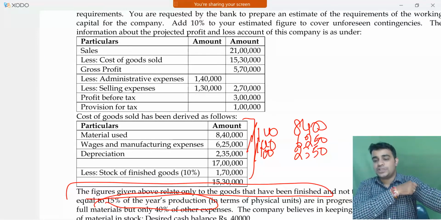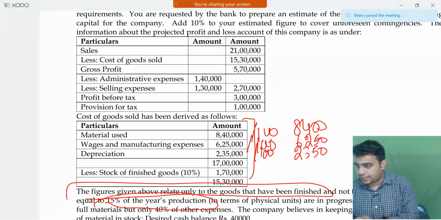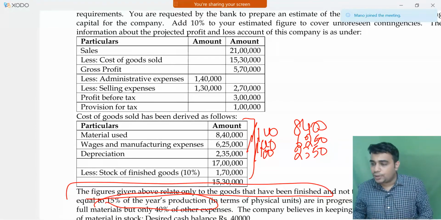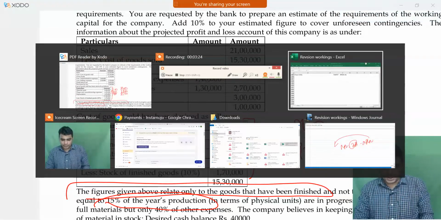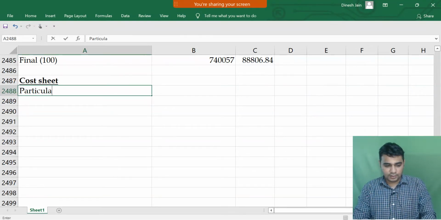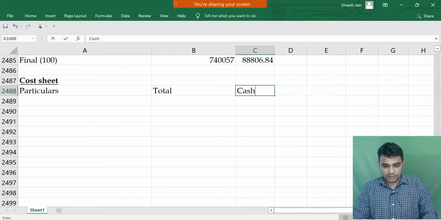Let's prepare the cost sheet. We'll do the cost sheet under both the total approach and the cash cost approach. For estimation, only cash cost is required. This is just for understanding. Anyway, I'm not going to do the estimation part. Let's start with the cost sheet. Particulars, total approach, cash cost approach.